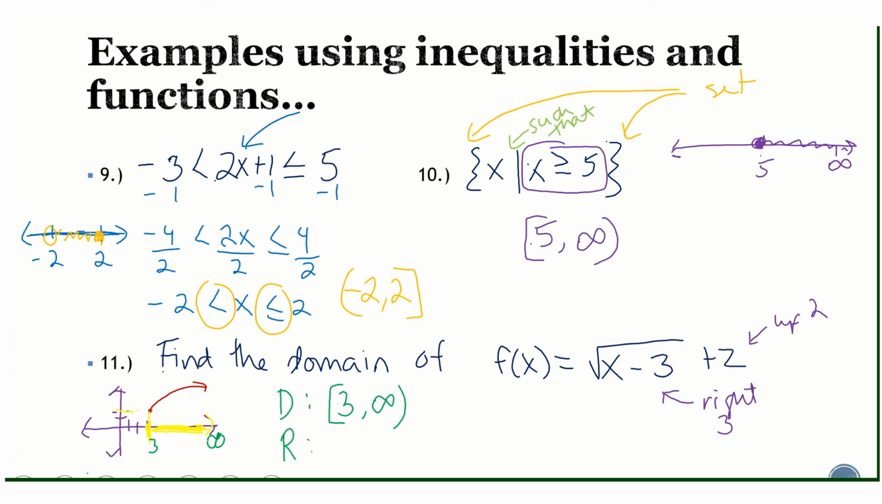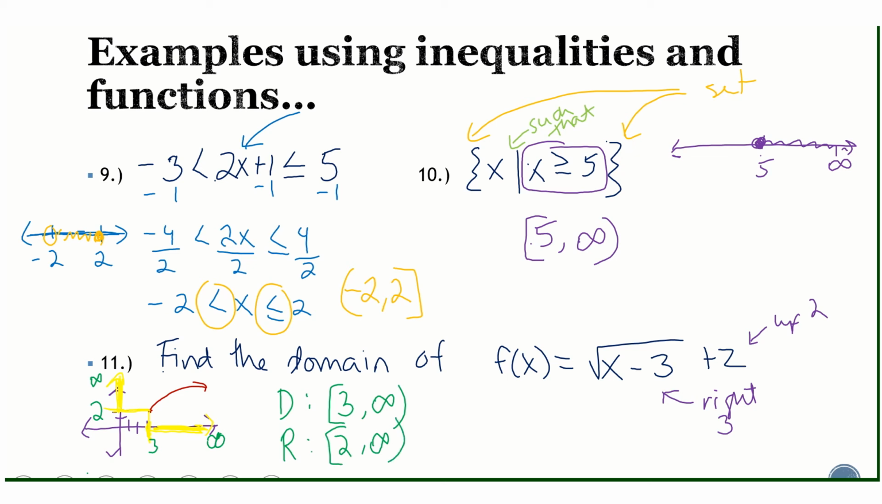So you would come over to the y-axis, and it's just the same deal, except the number line is turned vertically. And so you're starting at the 2 and you're going up to infinity, and so your range would be 2 to infinity, including the 2.